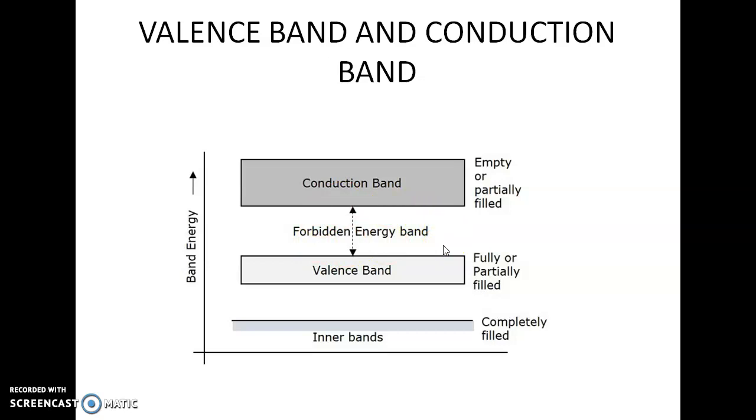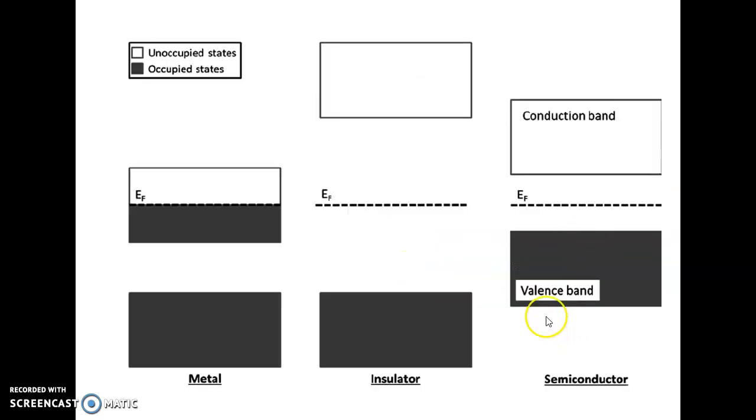So you can't find electrons in this forbidden energy gap, since we are talking about quantization and discrete energy levels. As I said in the previous slide, all the energy levels are quantized, so you have discrete values. Here the valence band is fully or partially filled, the conduction band is above the valence band, and the space between them is known as the forbidden energy gap. So now, how can we differentiate metals, insulators and semiconductors?